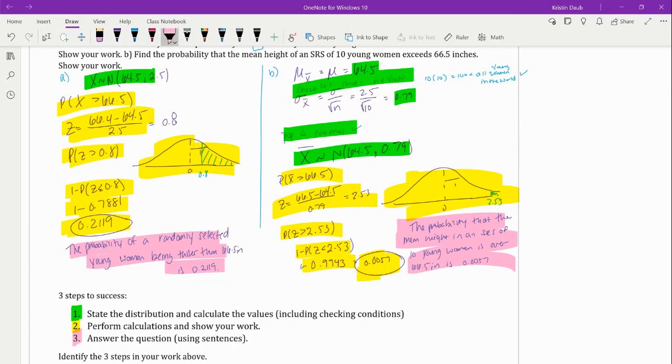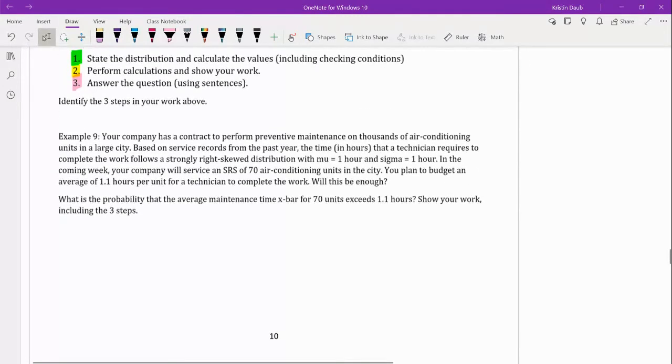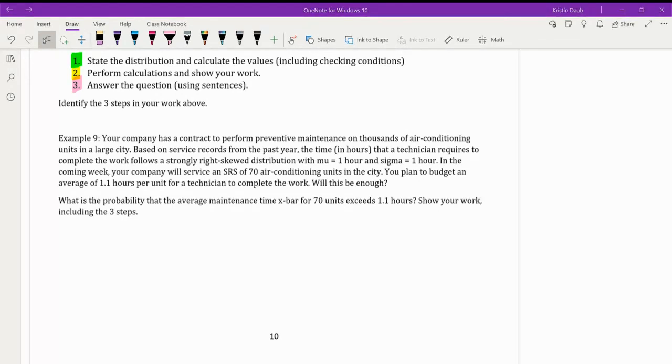Okay, so what I want you to do is try example 9 on your own, and you need to decide if example 9 is more similar to part A of example 8 or more similar to part B of example 8. And think about the 3 different steps to success. You don't have to actually write them out, but just think about the 3 steps and make sure that you're including every piece of information that you need here in example 9.